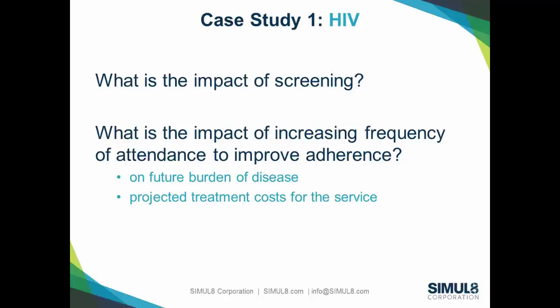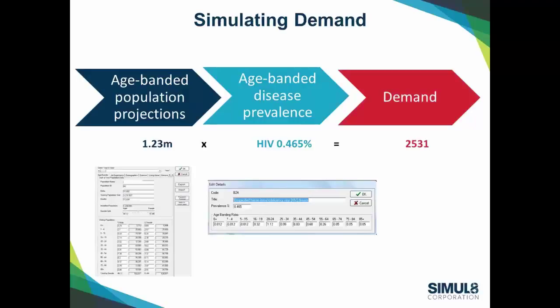So this is a case study we've been running with one of our clients, and the way that we started it was to look at age-banded projections in the population. So we were starting with the population in a particular catchment area. We can see there the age breakdown within that population, and we can associate the likely disease prevalence for HIV with that population. And so as the population ages, they have the likelihood of having HIV.